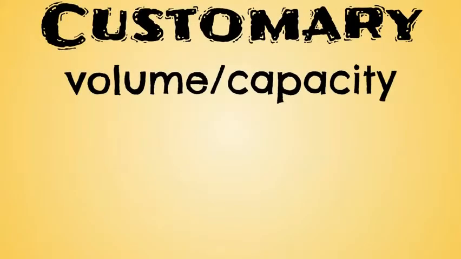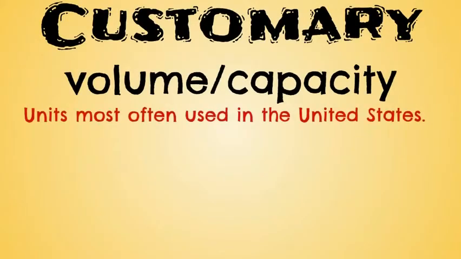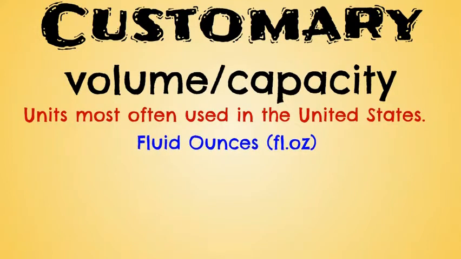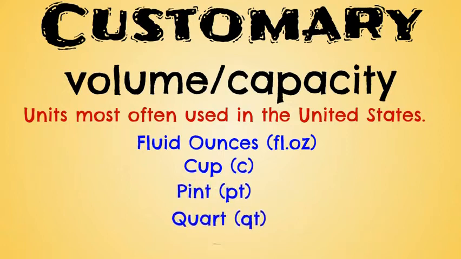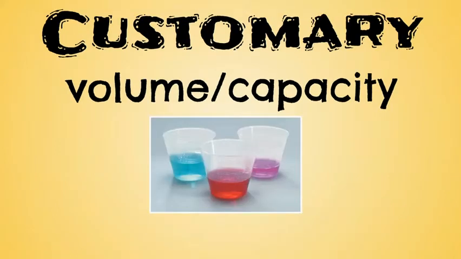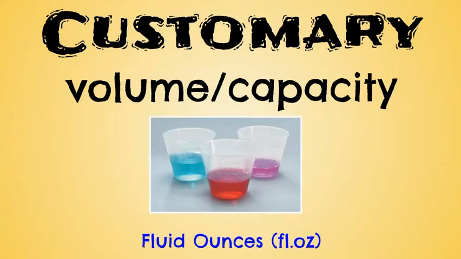Let's start by talking about the customary units for volume and capacity. These units are most often used in the United States. We have fluid ounces, cups, pints, quarts, and even gallons. Let's start with our smallest unit, fluid ounces. Fluid ounces measure small amounts of liquid.